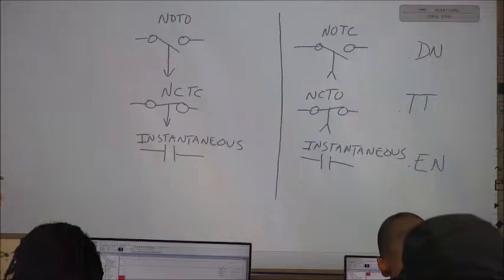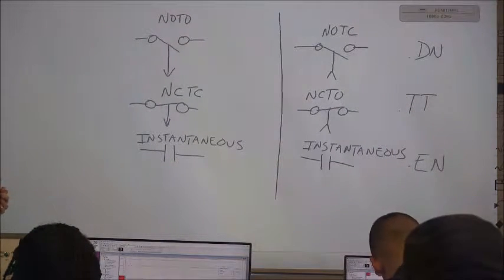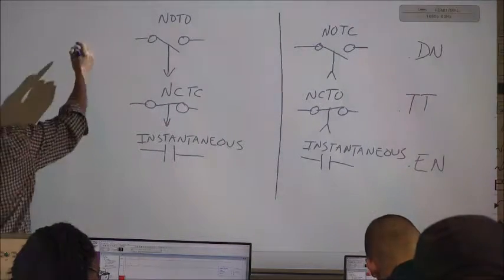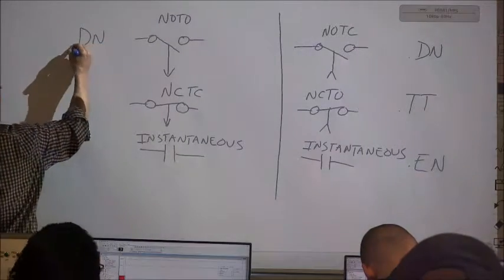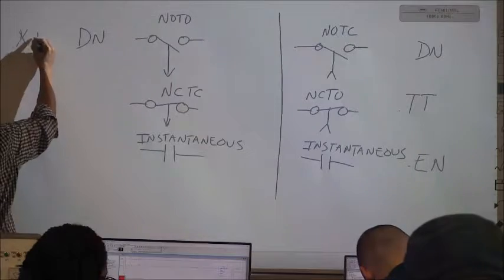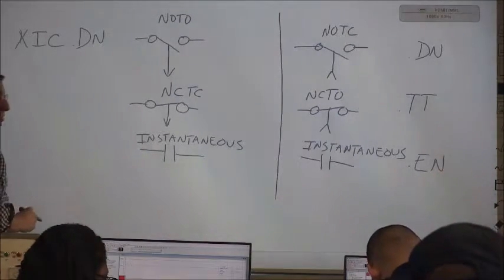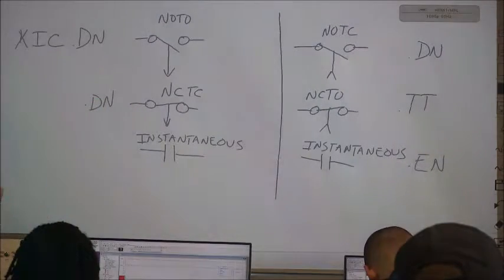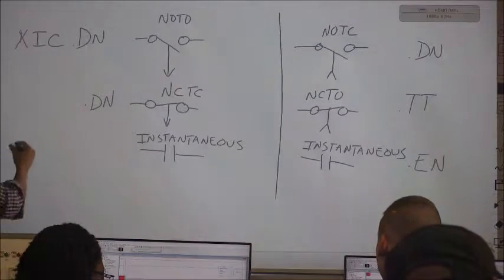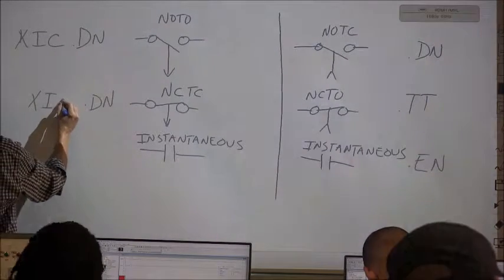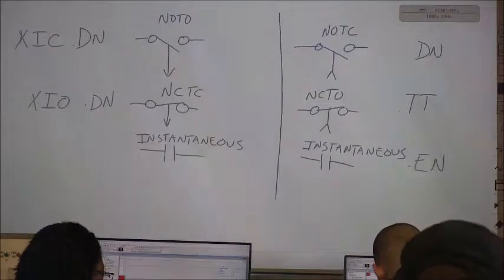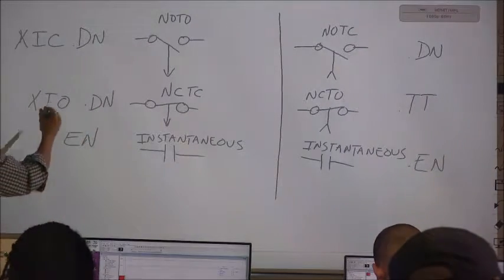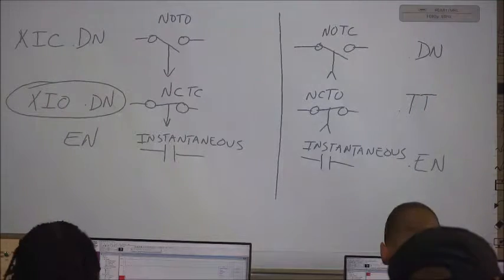Was the done bit used for both of those? Yeah, for the first two. Yep. Normally open, timed open, we use the done bit. And here's the difference though. We use the done bit here also, but what kind of instruction do we use? XIO. Yeah. And then instantaneous, that's the enable. This is the only one with the XIO.